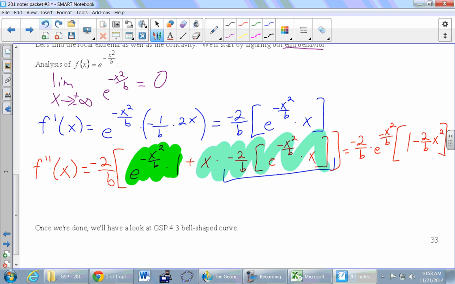Critical points, right? Take that first derivative and set it equal to 0. Right, looking for maybe maxes or mins with horizontal tangents. So we'll take that guy and we'll set it equal to 0. I'll change colors here, purple. Make this equal 0.